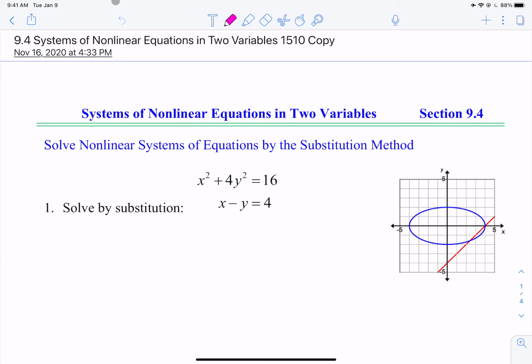Now, section 9.4 takes what you saw in 9.1 and takes the algebra up a notch. We're going to use the same type of substitution or elimination, but in 9.4, it's about systems of nonlinear equations. So we could have parabolas, circles, lines, ellipses, all these different shapes. So with the shapes, lots of things can happen.